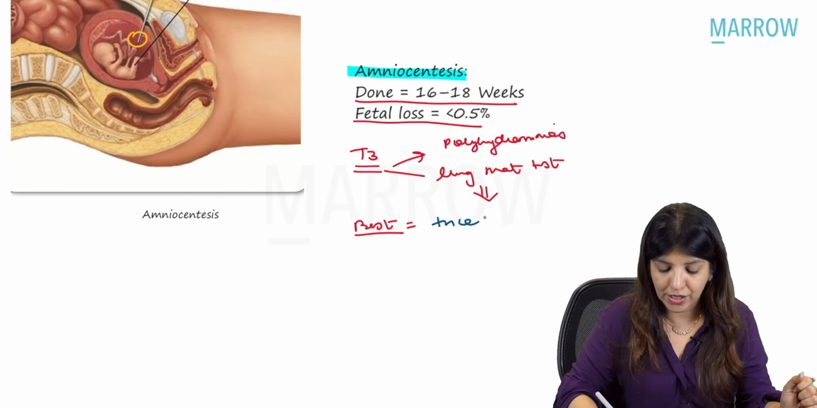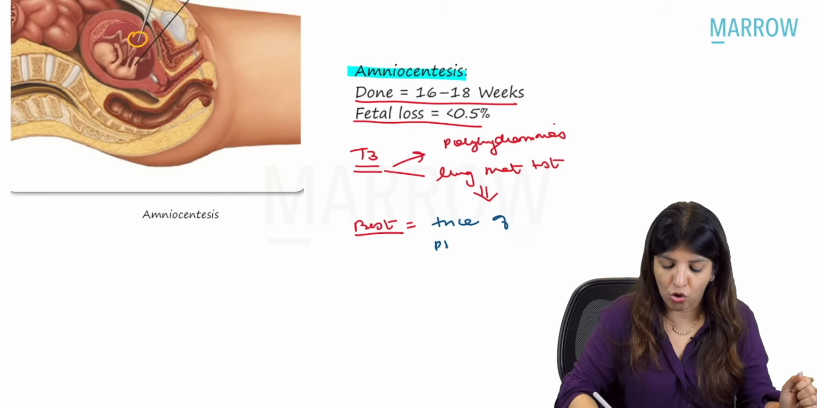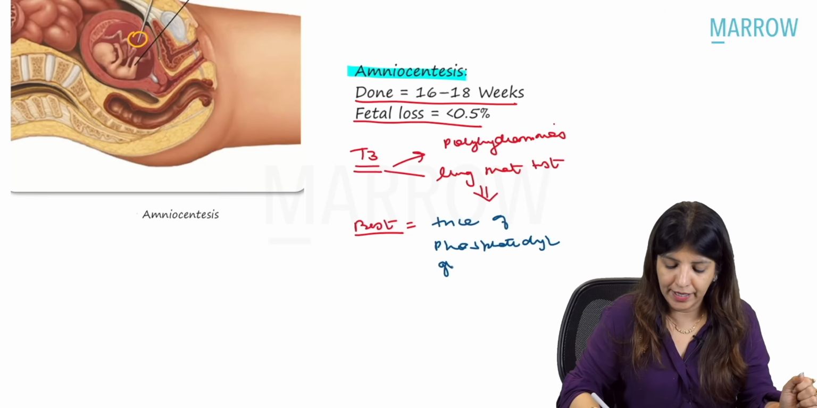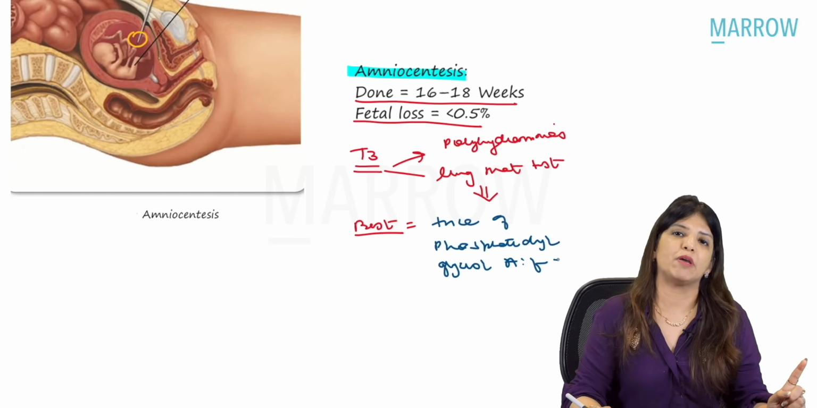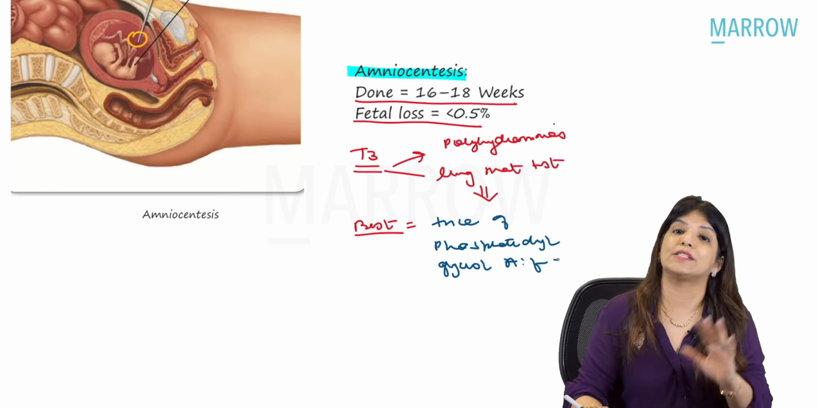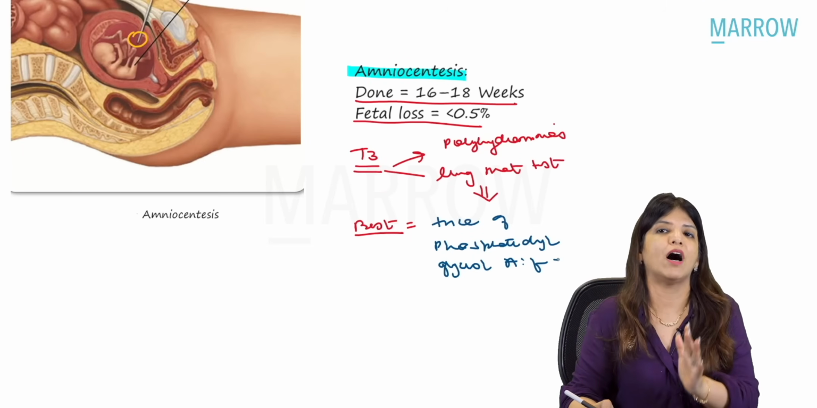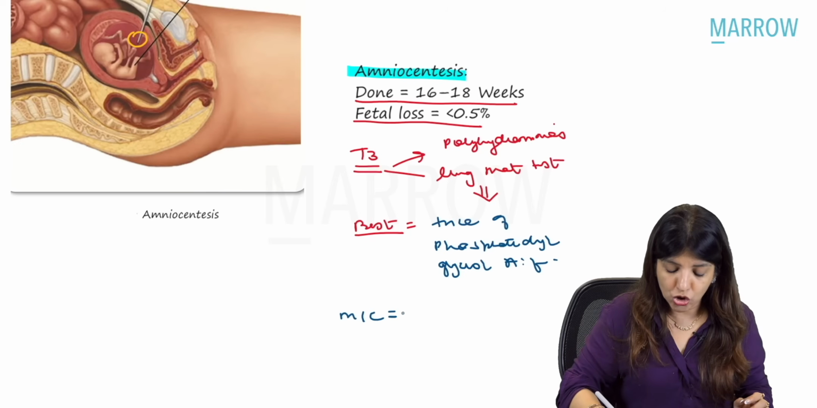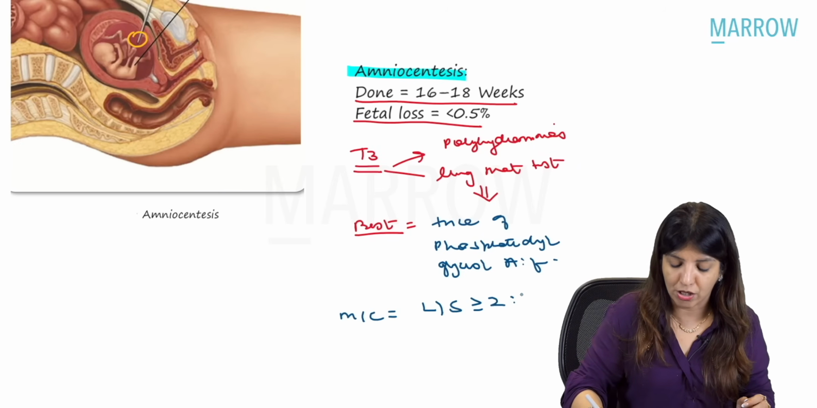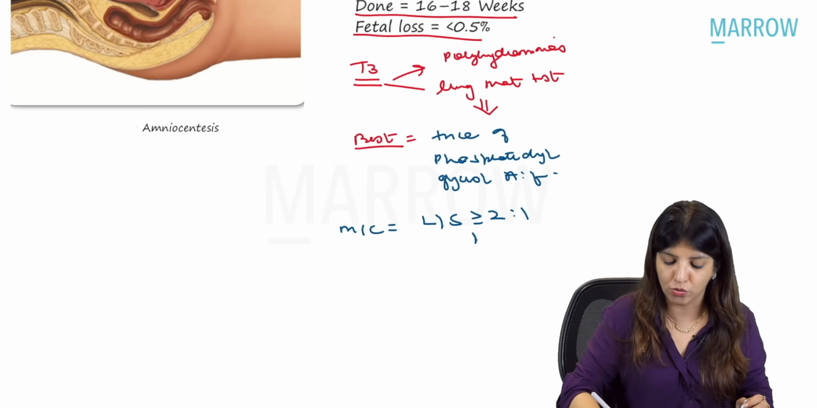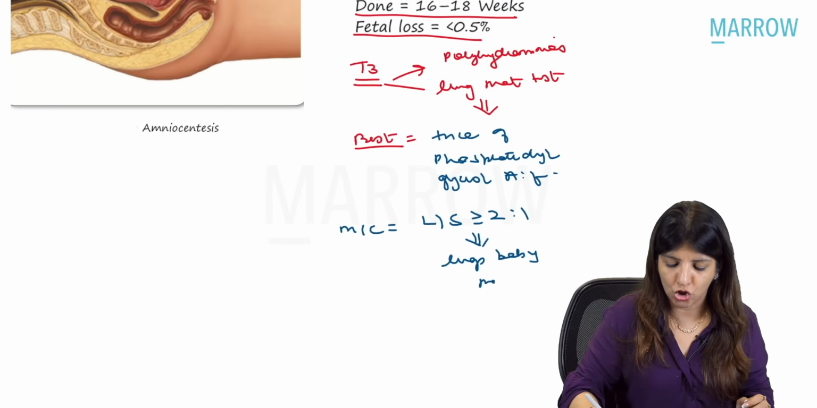Best lung maturity test is you have to look for presence of phosphatidylglycerol in amniotic fluid. Right? If phosphatidylglycerol is present in amniotic fluid, lungs of the baby are mature. If phosphatidylglycerol is absent in amniotic fluid, lungs of the baby are not mature. The most commonly done test is lecithin upon sphingomyelin ratio. If lecithin upon sphingomyelin ratio is more than 2:1, then the lungs of the baby are mature.